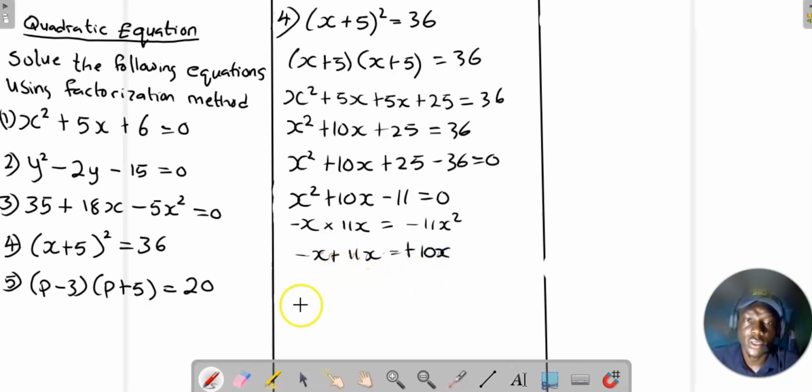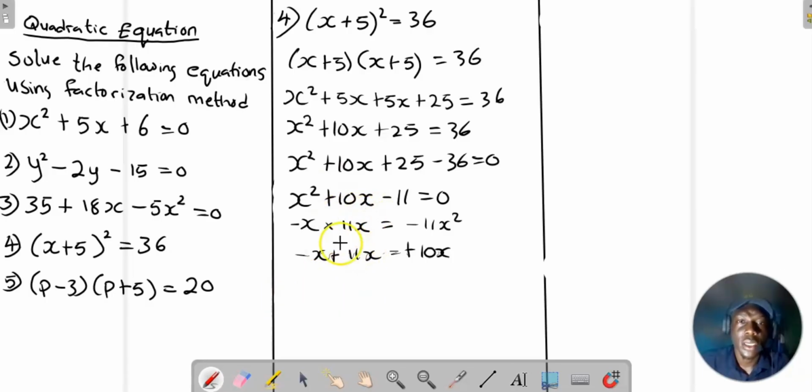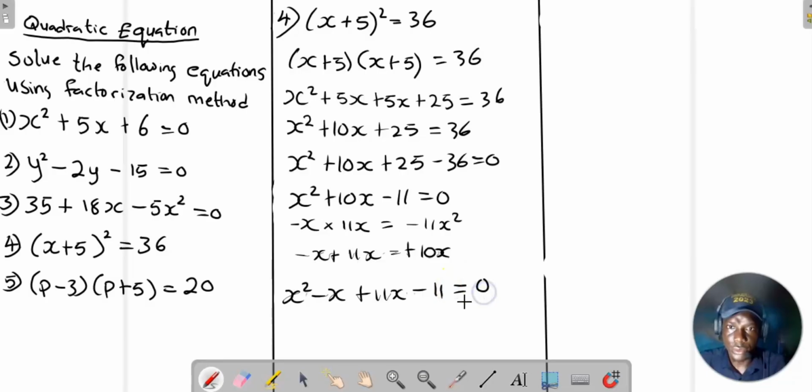So this is it. Let's replace this 10x with minus x plus 11x. Replacing it, you have x squared minus x plus 11x minus 11 is equal to 0.